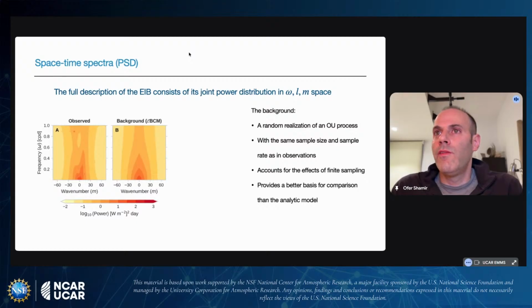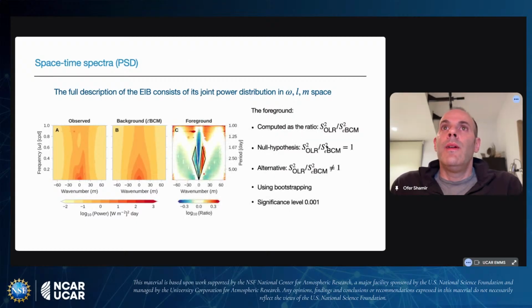And with that, we can now form the foreground, which is evaluated as the ratio of the sample variance in the data to the sample variance in the background. And considering the log scale here, you can really think of panel C as the difference of panels A and B. The null hypothesis is that the two are the same, and the alternative hypothesis is that they are different. And this is not a trivial point because in the tropics, it was customary to look only at the significantly enhanced variability, but we argue that significantly suppressed variability is just as important.